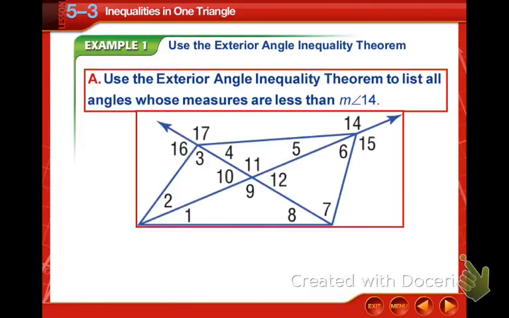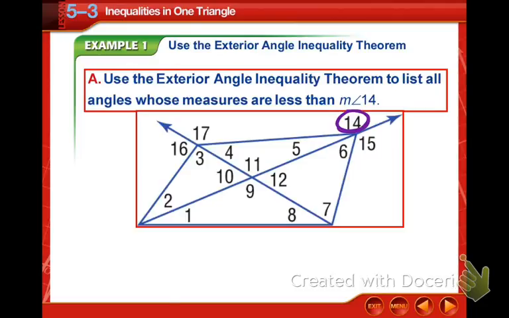So, our first problem here, we need to decide what angles are less than the measure of angle 14, based off of the things that we know. Vertical angles are congruent. The exterior angle inequality theorem. That's pretty much about it that we'll have to use here. So, angle 14, first I'm going to circle that in purple, just so we know where it is. It's over here to the right, on the top.